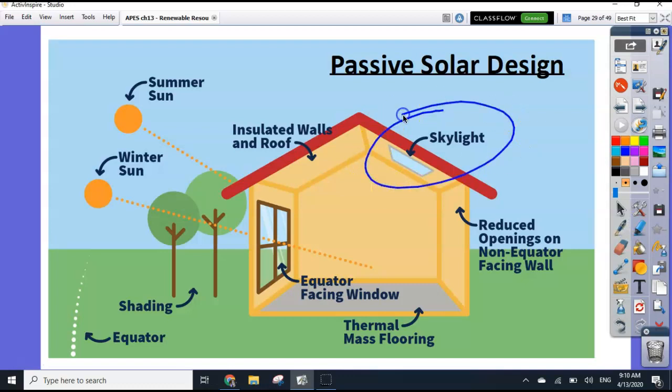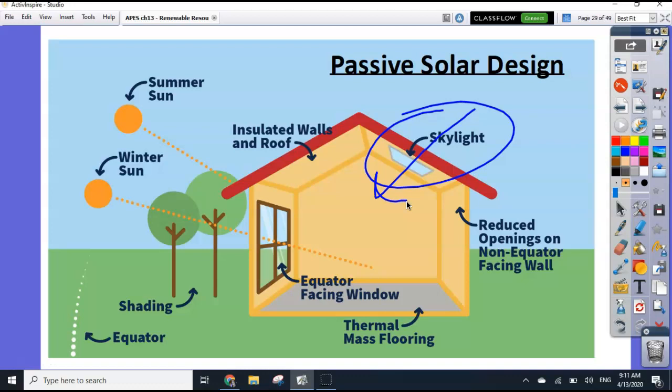So skylights, okay? We can have skylights to let in light. We know that if we let in more sunlight, it's going to heat up our house quicker, okay? It's going to heat up our house more. So by having a skylight, you're not going to heat your entire house, but you might reduce heating costs a little bit because some of that sunlight's going to come in and it's going to be able to heat your house a little bit, okay?